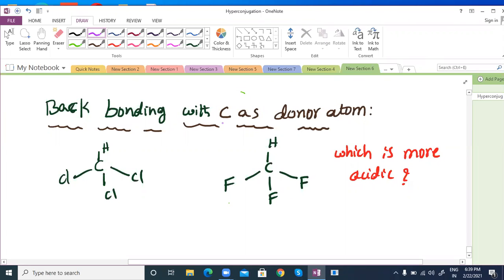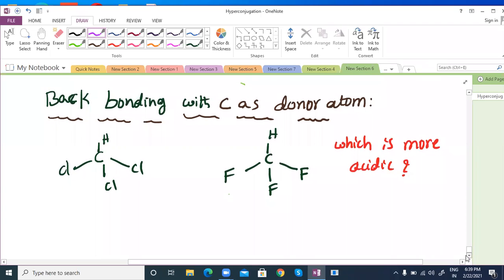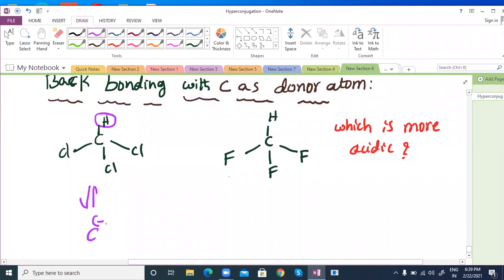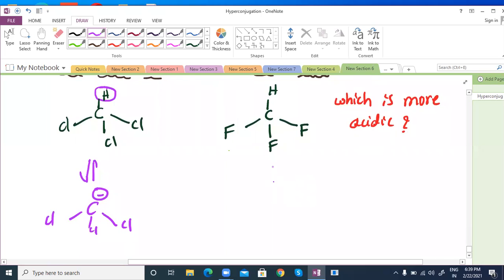Back bonding with C as a donor atom. I have given two compounds here, CHCl3 and CHF3. Which is more acidic? After donating H plus ion, whichever can stabilize the anion is more stable, and that is more acidic. For example, after donating H plus ion, I will get here C minus with chlorine, chlorine, chlorine. And here, after donating H, C minus with F, F and F.